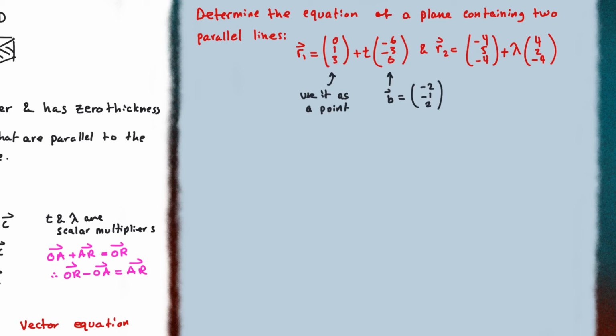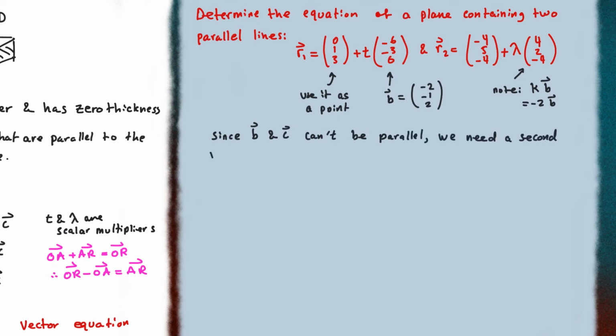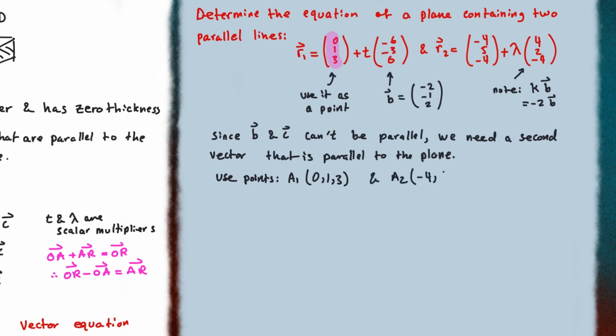And as I said before, note that the two lines are parallel, and we can check that because the direction vector 4, -4, 8 is a multiple of vector B. It's -2 times that. Now, we do need a second vector because those two lines are parallel, and we need another direction vector, and we know that points 0, 1, 3 from R1 and -4, 5, -4 from R2 are actually on our plane because the question says that these two lines are on the plane. So we can use those 2 points to come up with the other direction vector.